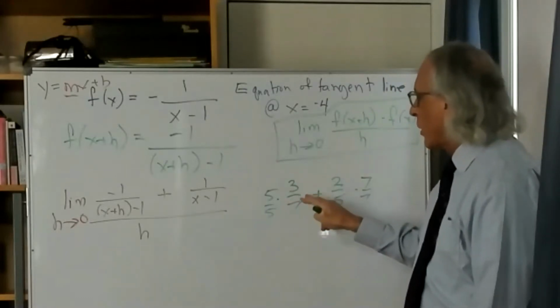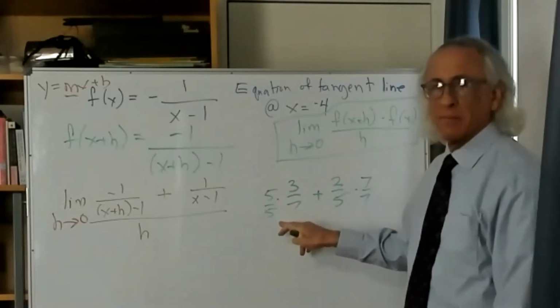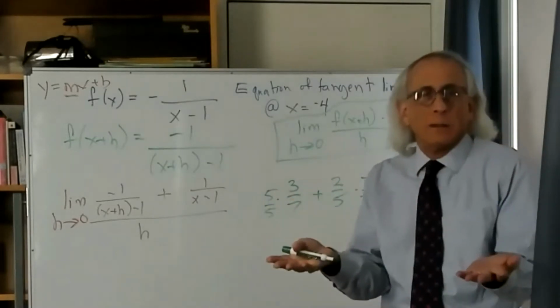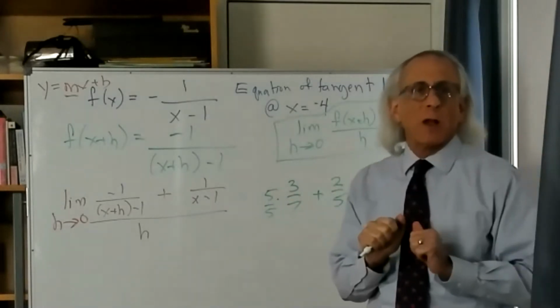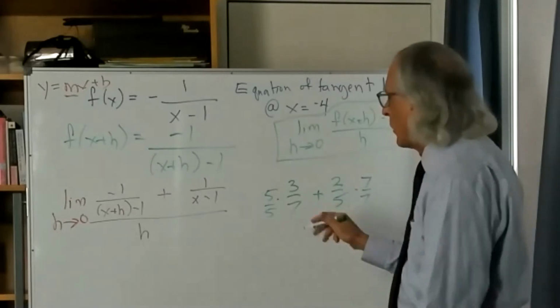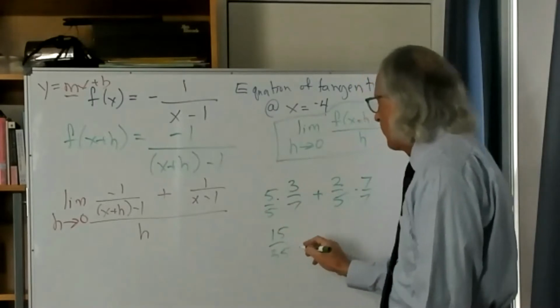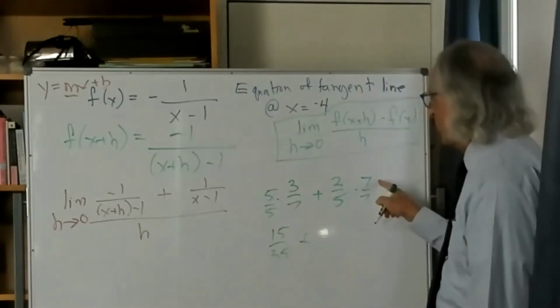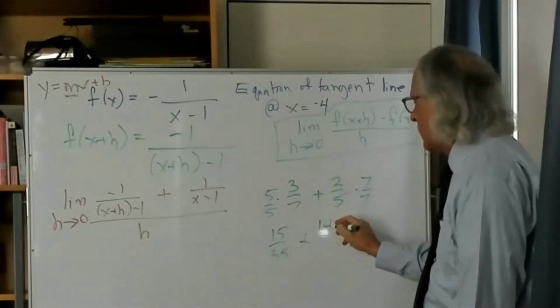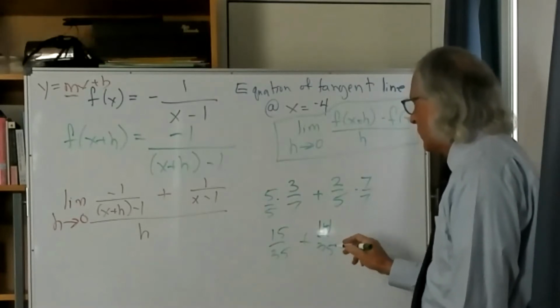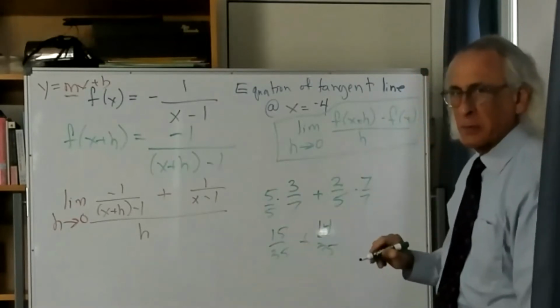I'm going to be a little bit sticky here. I'm multiplying 3/7 by 5/5 because 5/5 is 1, right? And I can multiply anything I want by 1, right? So this then would become 15/35, and this by 7/7 would become 14/35. So see, I have a common denominator now.